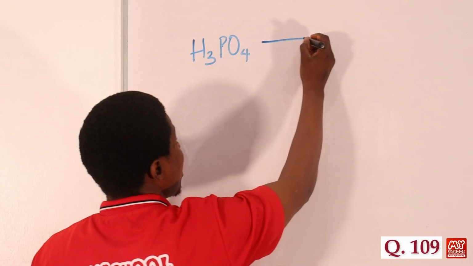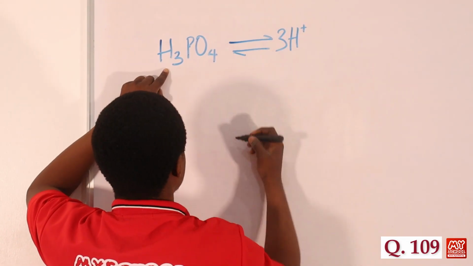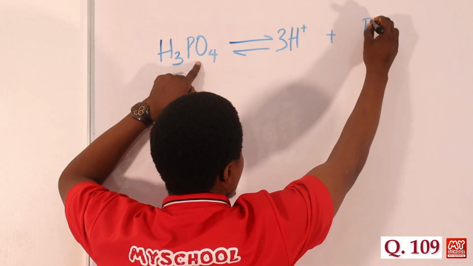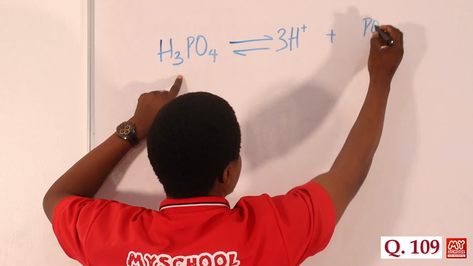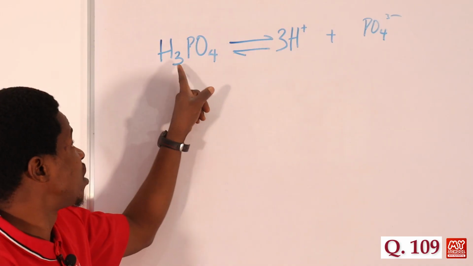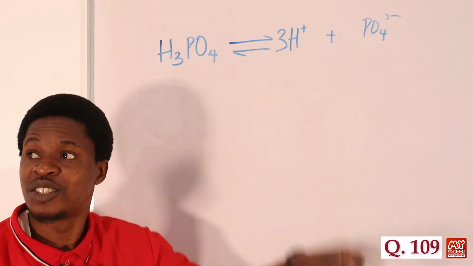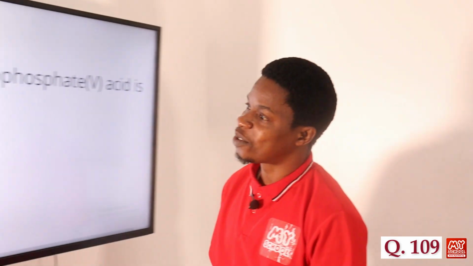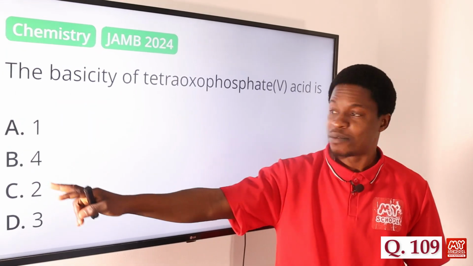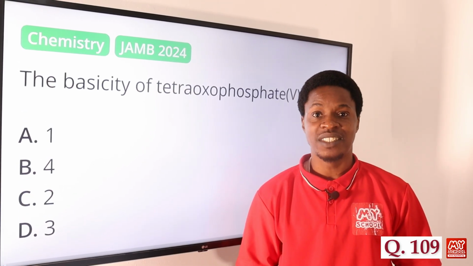So if we dissociate this now, we're going to have 3 H+ plus PO4, of course, which will be 3 minus at that point. So the number of hydrogen that can be replaced in this acid is actually 3. So the basicity is also 3. Let's look at the options. Option A is 1, option B is 4, option C is 2, and option D is 3. So the correct answer is option D.